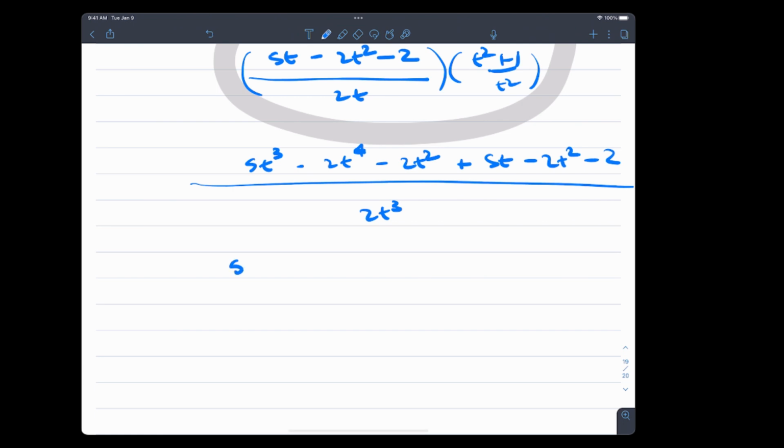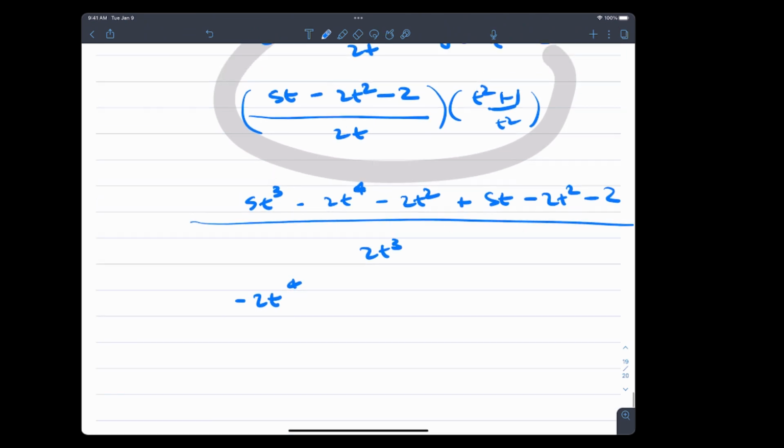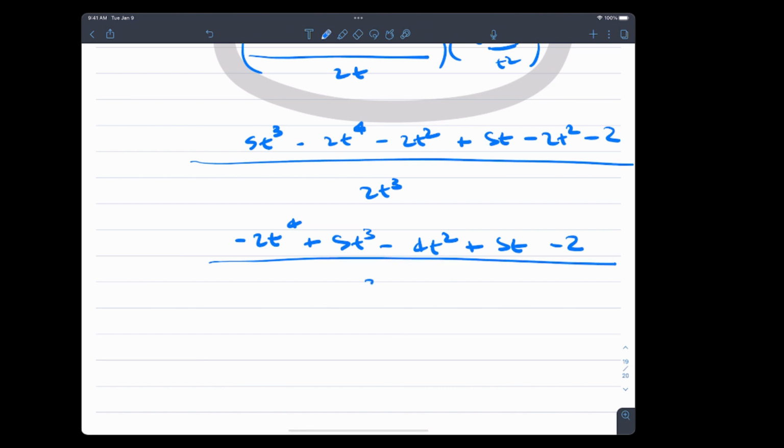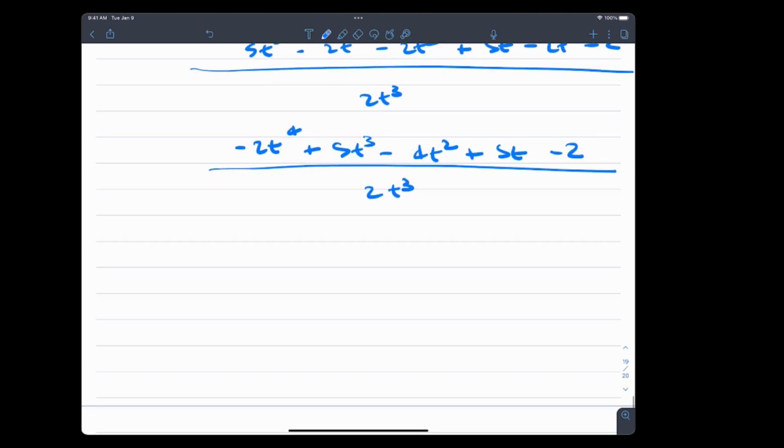So it looks like we get, let me write it in descending order, minus 2t to the 4th, double check, plus 5t cubed minus 4t squared plus 5t minus 2, over 2t cubed. Now let's distribute that t cubed.